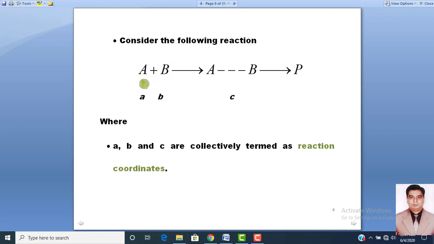So in the start, we have, suppose, A moles of the reactant A, B moles of the reactant B, and C moles of the intermediate product or transition state. So you can say collectively A, B, and C are known as reaction coordinates. A, B, and C are collectively termed as reaction coordinates.